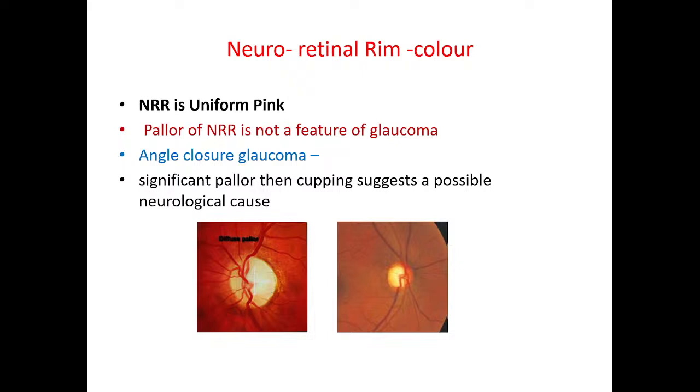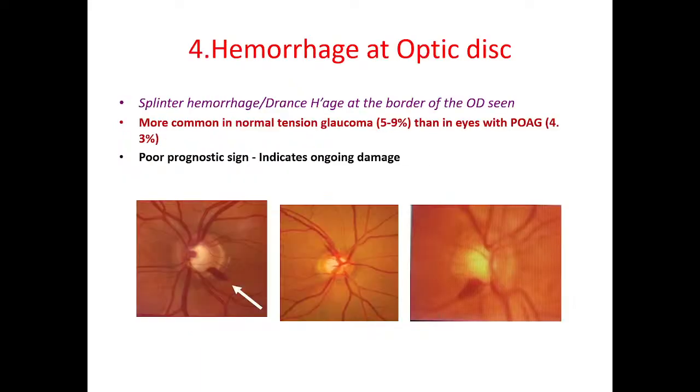So significant pallor with cupping suggests a possible neurological cause. This disc is pale in color, can you see the NRR is also pale. So this is not a glaucomatous disc; a glaucomatous disc has the remaining NRR pink in color. So we differentiate between glaucoma and a neurological disc, because we may be over-diagnosing glaucoma and putting patients on anti-glaucoma drugs. So we have to diagnose glaucoma based on this detailed evaluation of the disc.